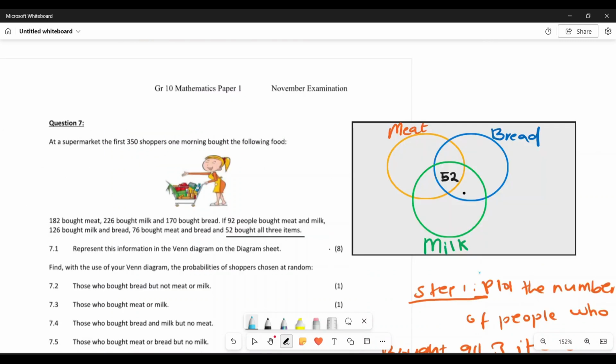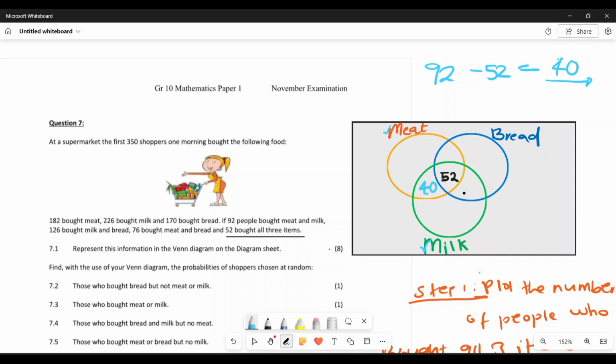Here they say 92 people bought meat and milk. So these are the two we're now focusing on, meat and milk. I'm not going to plot these 92 directly. These 92 people who bought meat and milk include those people who bought all three: meat, bread, and milk. So always, the number you're given for two circles, you need to subtract the number of people who bought all three. So in this case, 92 minus 52. And what do I get? I get 40. And what does this 40 represent? This 40 represents the total number of people who bought meat and milk only. So this here is going to be 40.